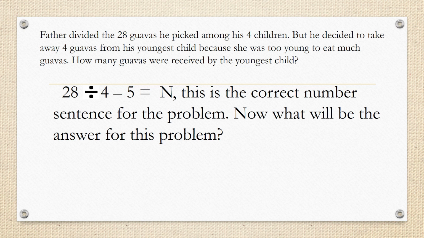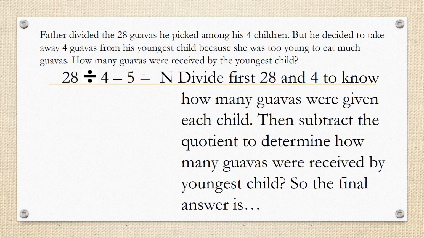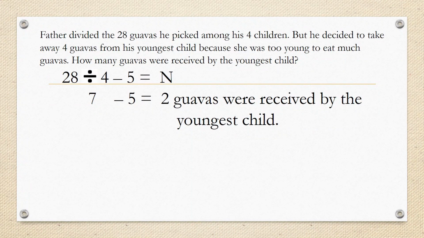Now, what will be the answer for this problem? Divide first 28 and 4 to know how many guavas were given each child. Then subtract 5 from the quotient to determine how many guavas were received by the youngest child. 28 divided by 4 equals 7. 7 minus 5 equals 2. So 2 guavas were received by the youngest child.